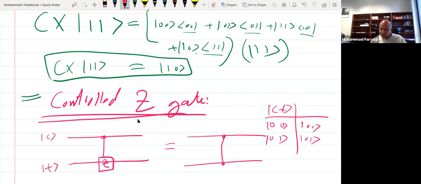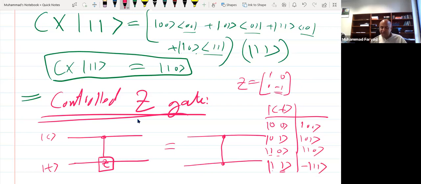But if control is 1, the target gets a phase if target is 1, because Z gate, if you remember, was this. Z was 1 0 0 minus 1. Then it gives a phase if the input qubit is in one state. So if control is 1 and target is 0, we get 1 0 out again. But if target is 1 and control is 1, it means we get a minus sign with the target.